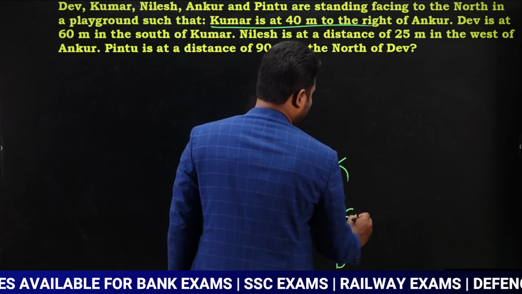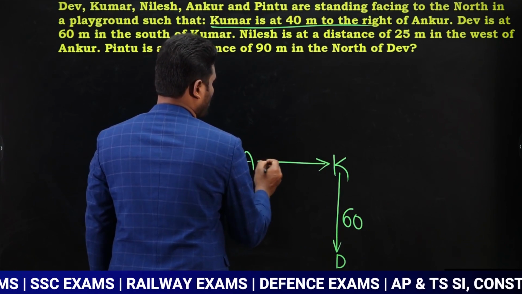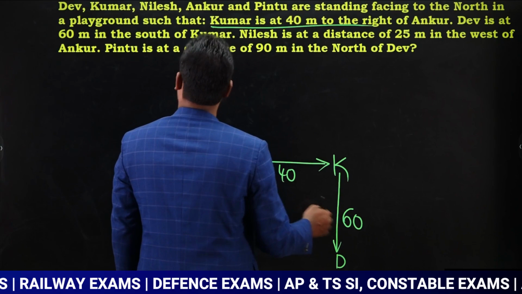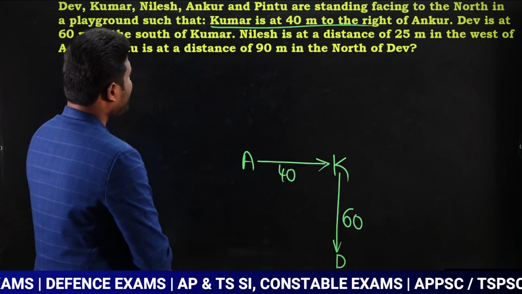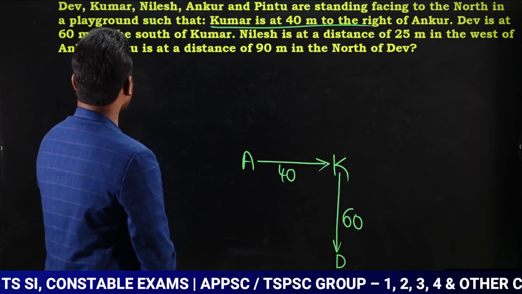Yes or no? Dev is 60 meters south of Kumar. Okay? Dev is going to be 60 meters south of Kumar. Nilesh is at a distance of 25 meter in the west of Ankur.